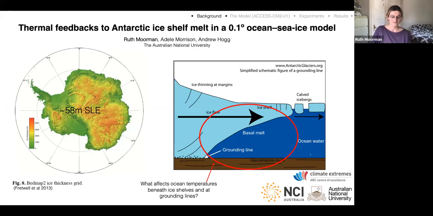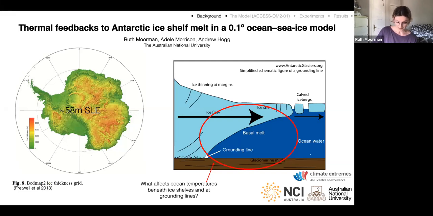A big part of this projection problem involves understanding how the ocean drives ice shelf melt at the terminus of glaciers, and particularly understanding what dictates the transport of ocean heat to the ice shelf grounding lines and what sets the properties of waters that come into direct contact with the ice shelves.